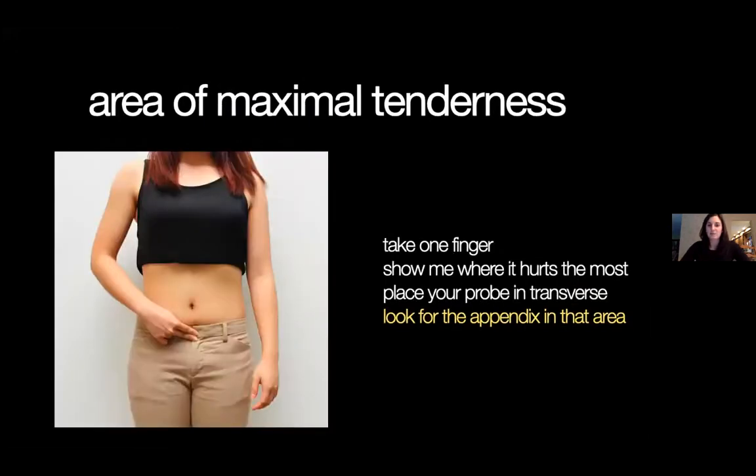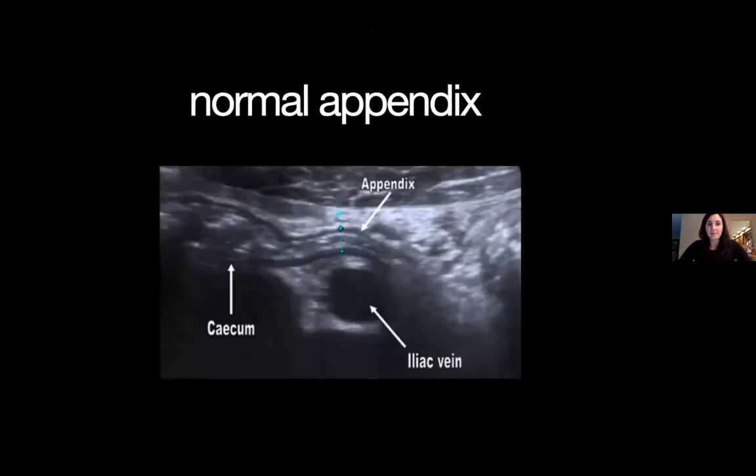Let's talk about my personal favorite. I love to do this. I say, okay, I want you to take one finger, show me where the most pain is. And then you ask them to point at the area of maximal tenderness. And this is where you put your probe. And honestly, very often you're going to actually find something. And this is where you look for the appendix.